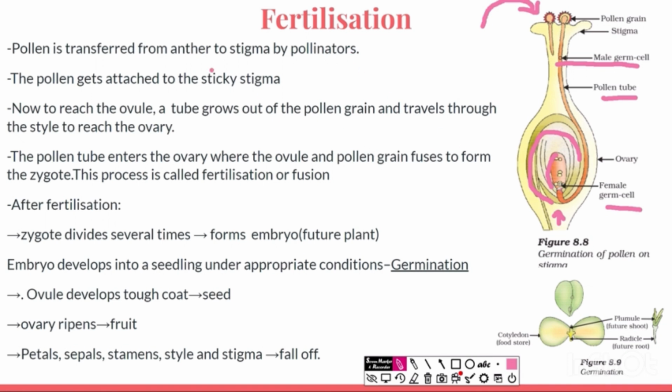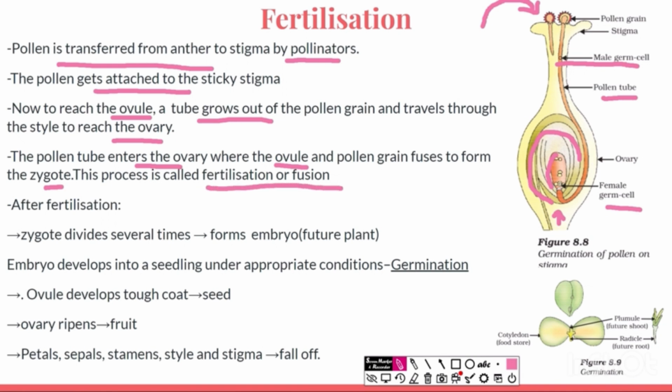Now let's read it out quickly. Pollen is transferred from anther to stigma by pollinators, and we know that this is called pollination. When pollen is transferred, pollen gets attached to the sticky surface. This is the complete process which is happening. Now when it is stuck to the stigma, to reach the ovule, a tube grows out of the pollen grain and it travels to the ovary. Then this pollen tube enters the ovary, where the ovule and pollen grain fuse to form the zygote. This process is called fertilization or fusion. So what is fertilization?